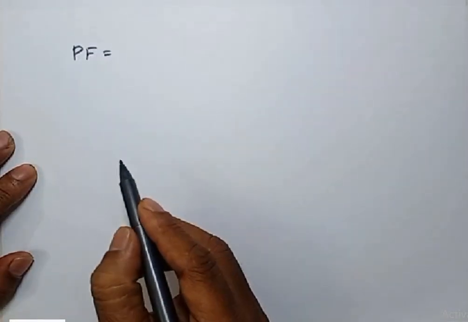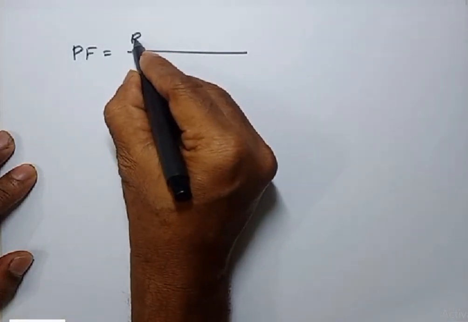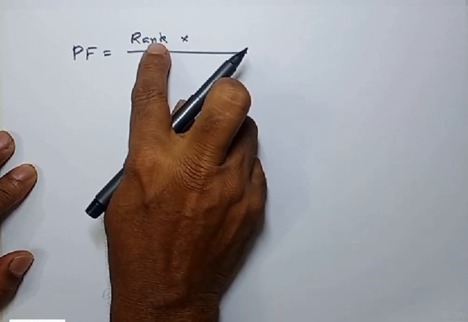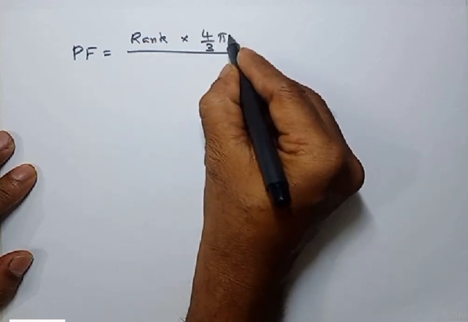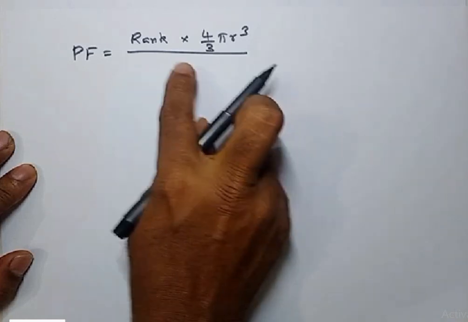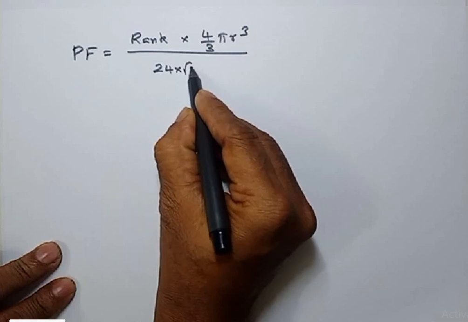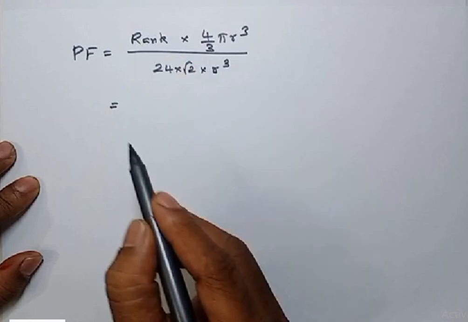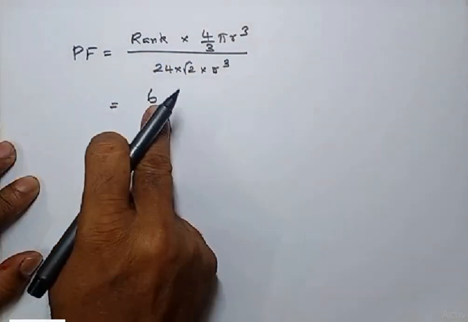So what is packing fraction? Packing fraction is equal to volume occupied by atoms, which is nothing but rank of the unit cell. Rank means number of atoms per unit cell, into volume of one atom, which is 4 by 3 pi r cube, divided by volume of the unit cell. Volume of the unit cell we have found out: 24 into root 2 into r cube. Now what is the rank for simple hexagonal unit cell? It is 6.